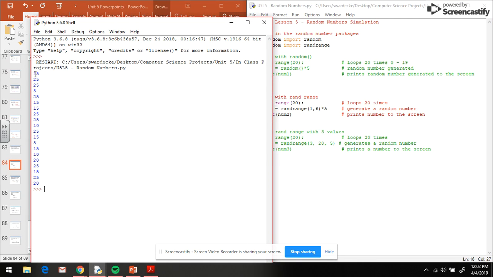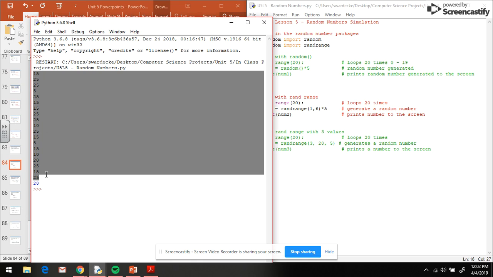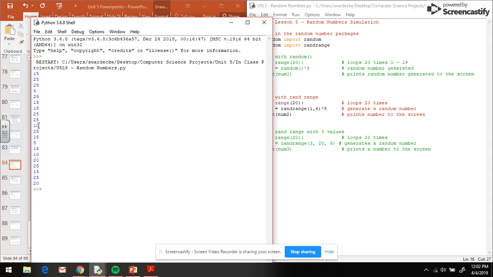And what you will see is now our range is not 1, 2, 3, 4, and 5, but it looks like it's, okay, 1 times 5 is 5, 2 times 5 is 10, 3 times 5 is 15, 4 times 5 is 20, and 5 times 5 is 25. So it's turned into multiples of 5.